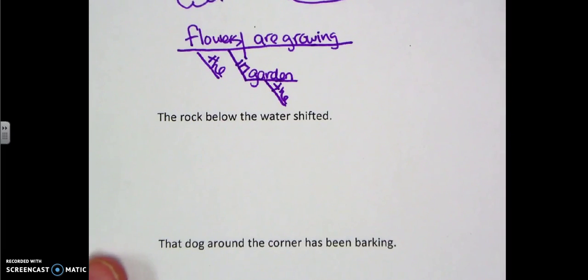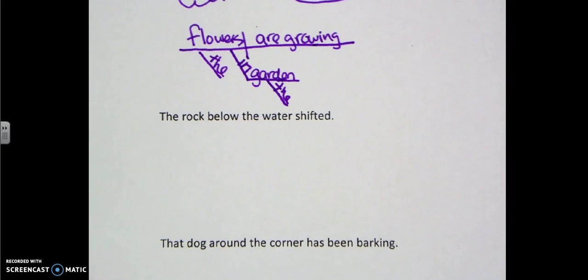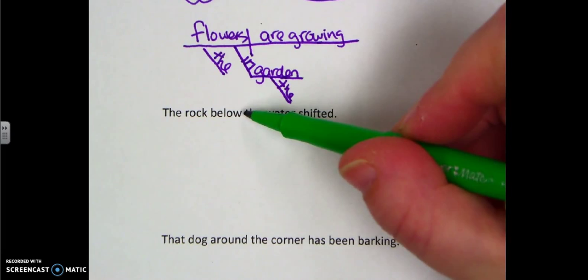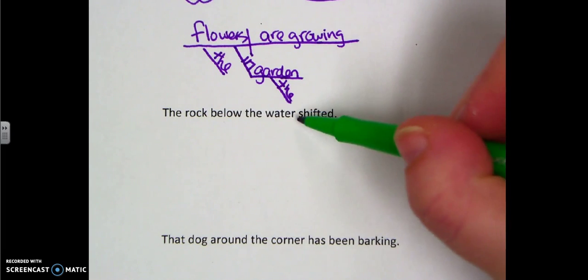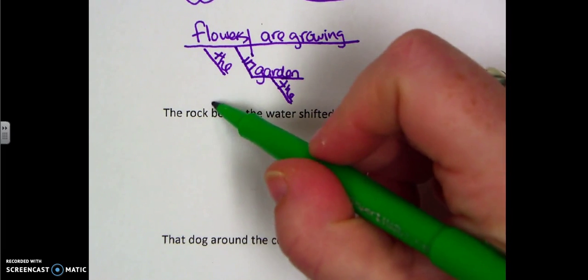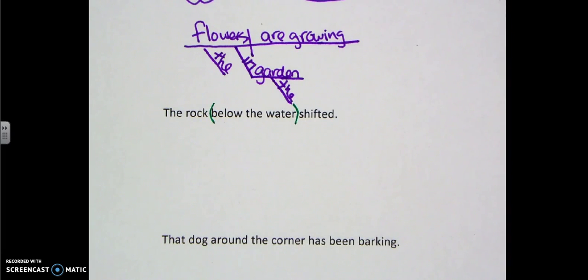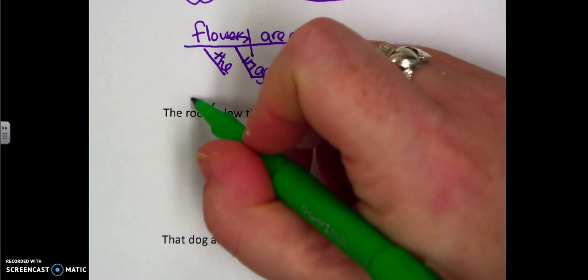Alright, let's take a look at one more together. The rock below the water shifted. Again, let's go ahead and put our prepositional phrase in parentheses. The rock below the water shifted. Looking at our preposition cheat sheet, we know that below is a preposition. All right, what is it below? Below the water. Go ahead and put that in parentheses. All right, so that leaves us with the rock shifted. So I know that my simple subject is rock.